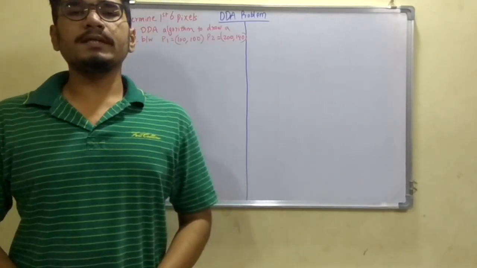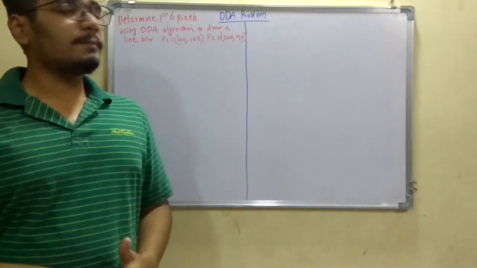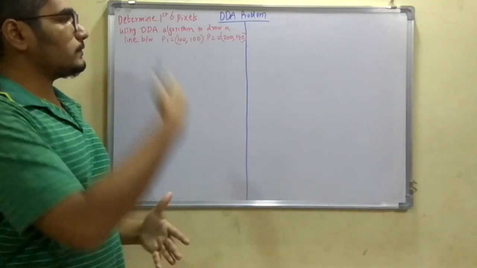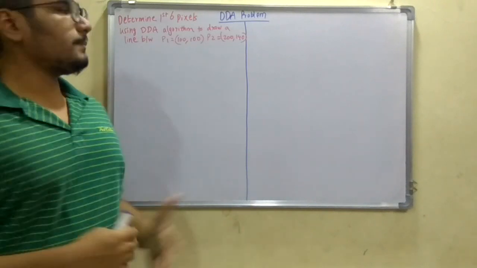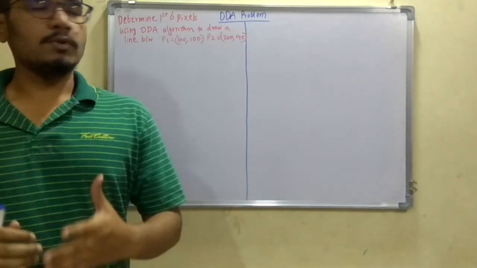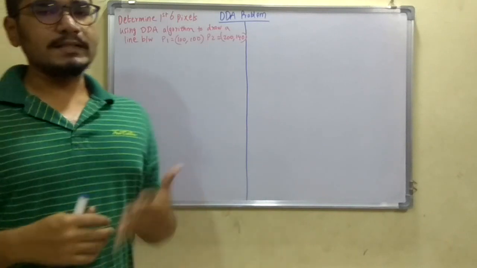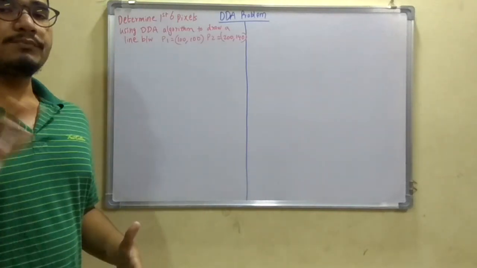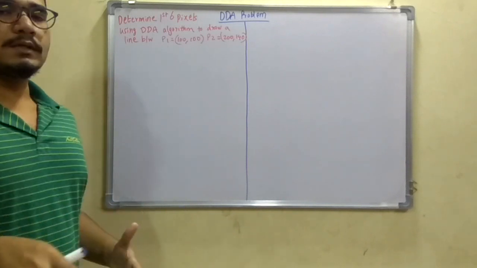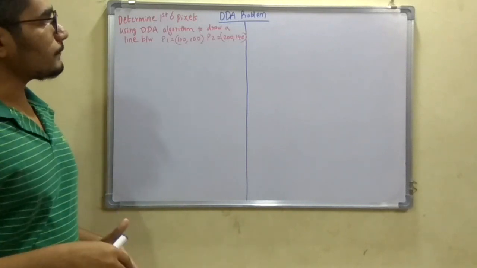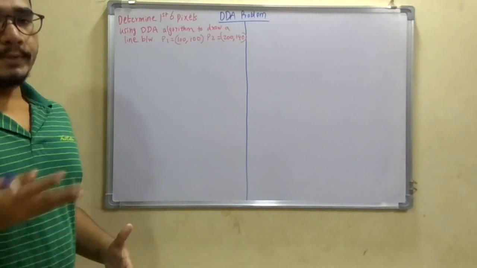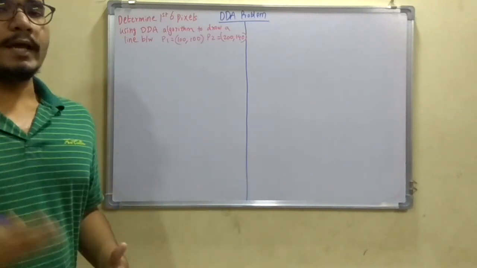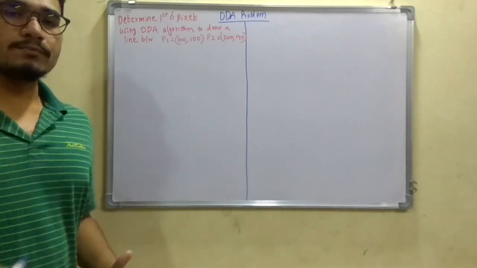So in my previous video I discussed the algorithm for how to solve the DDA problem. In this video, with the actual problem, it is a big problem and will take a considerable amount of time to solve. So let's get started. The question says that you have to determine the very first 6 pixels using the DDA algorithm to draw a line between the given points, P1 is equal to 100, 100 and P2 is equal to 200, 140.